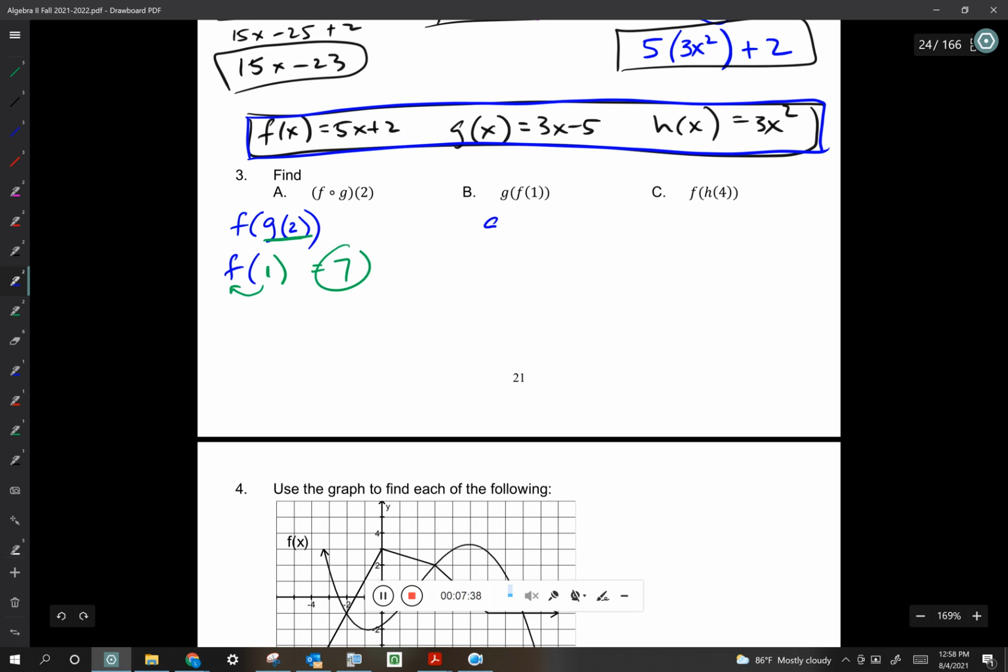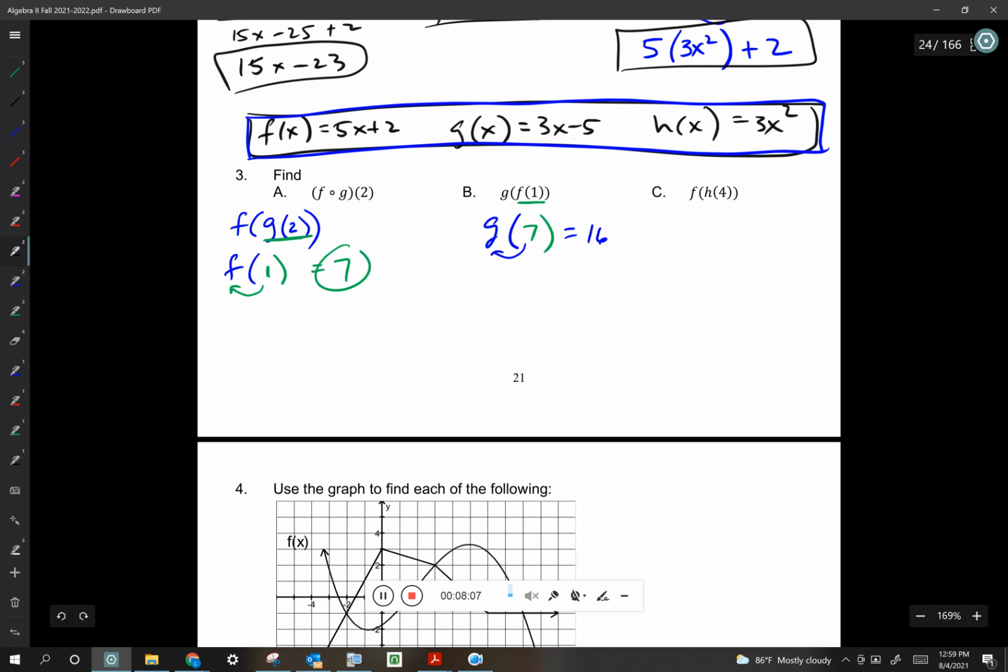I'm going to have g of, well, let's start with f of 1. Well, if I plug in a 1 for f, we already said that's going to be 7, right? So f of 1 is 7. Okay, so now work your way out. We're still starting on the inside, working our way out. So now let's plug 7 into g. Here's g. So 3 times 7 is 21, minus 5 is 16.